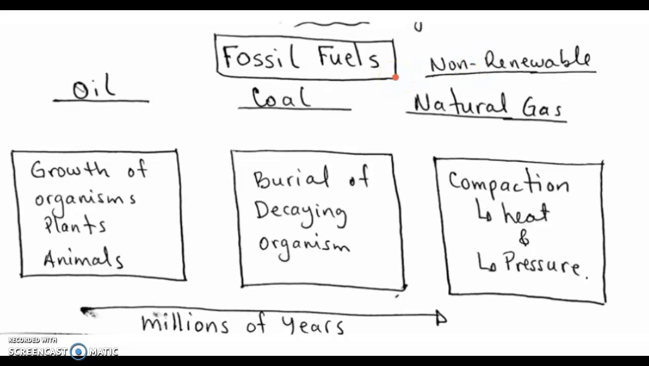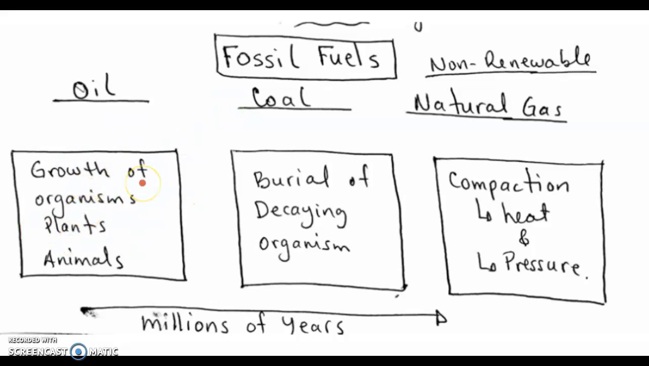Fossil fuels are considered resources that are non-renewable. What that means is that once they're all used up, then they're gone forever. So fossil fuels are non-renewable, and we have three main examples: oil, coal, and natural gas. So how do they form?